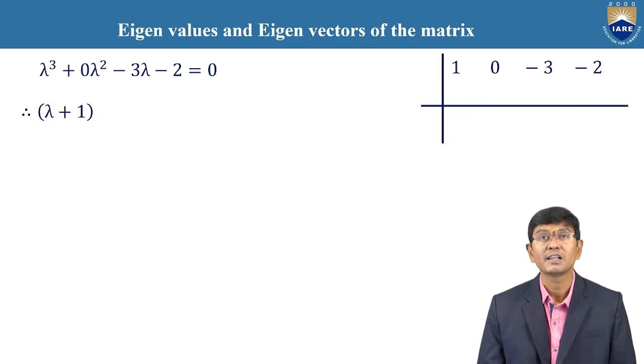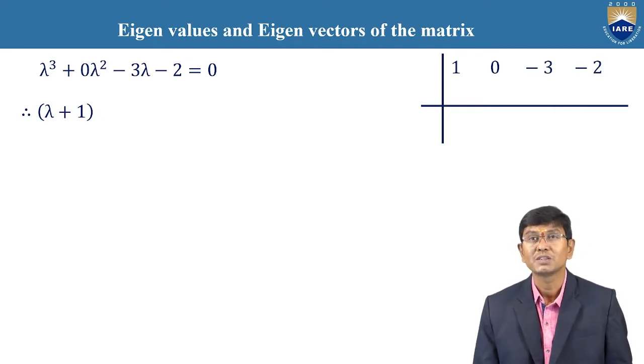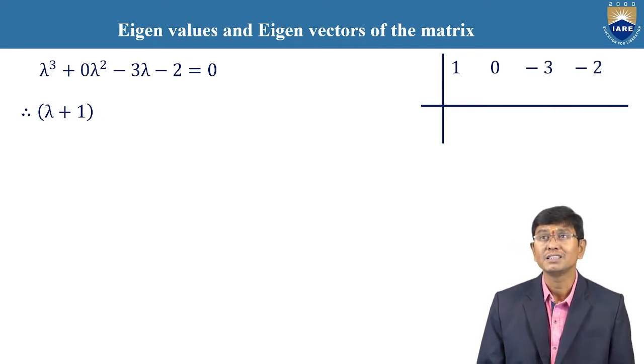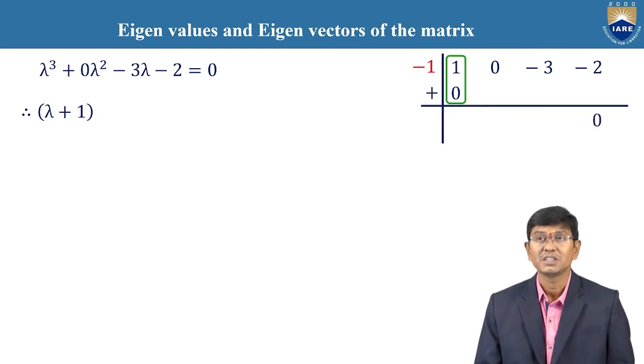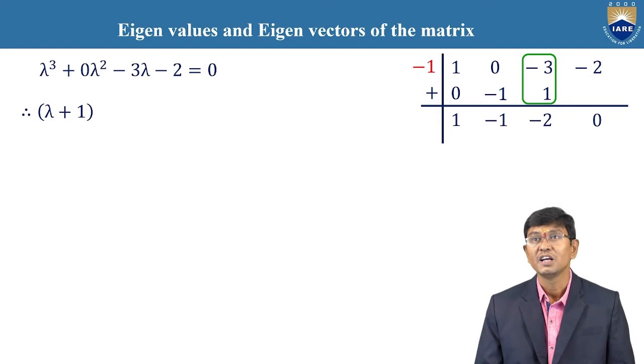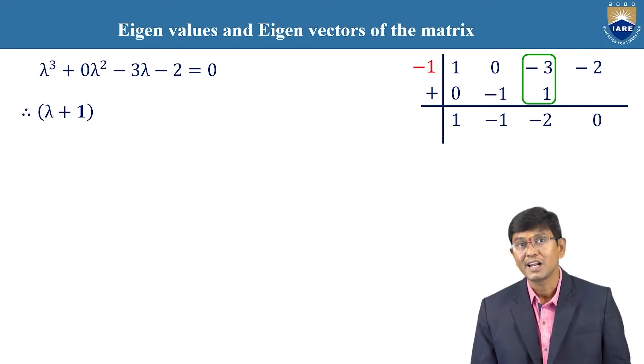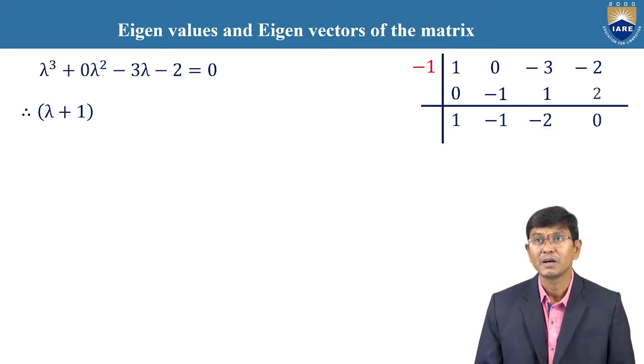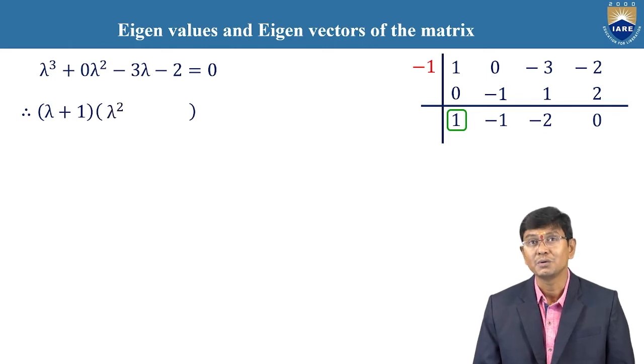Therefore, according to the coefficients of lambda cube, lambda square, lambda and the constant, the values are 1, 0, minus 3, minus 2. One of the roots is already identified, that is lambda is equal to minus 1. By using this synthetic division process, we obtain the second order equation coefficients 1, minus 1, minus 2. Therefore, the cubic equation becomes (lambda plus 1) into (lambda square minus lambda minus 2) is equal to 0.